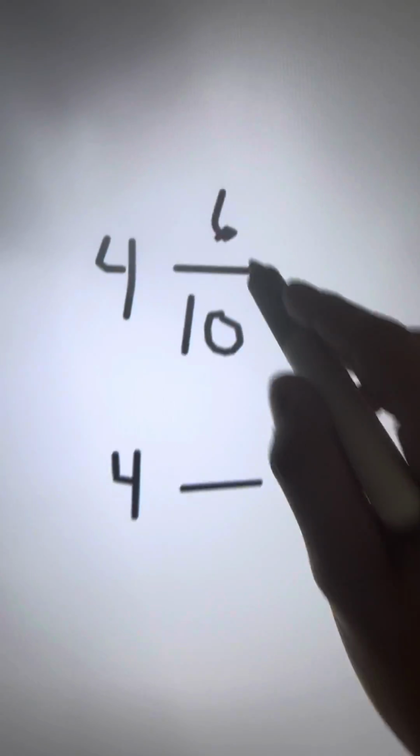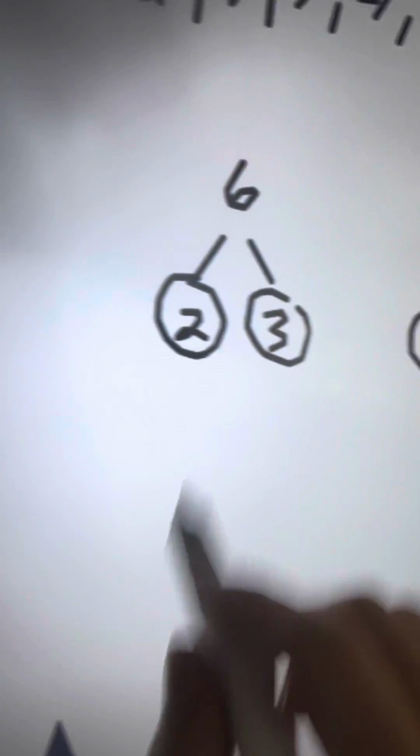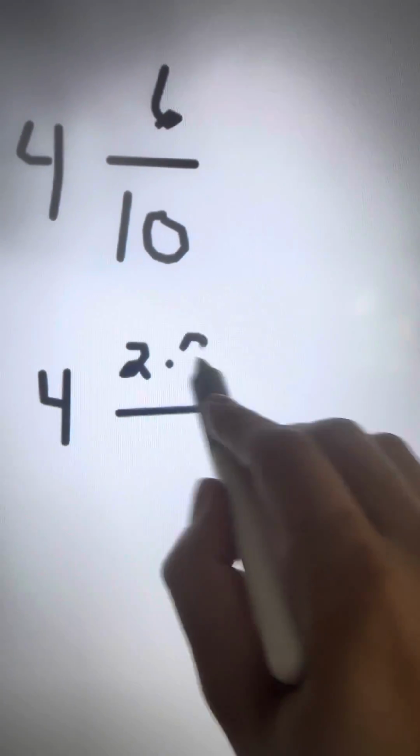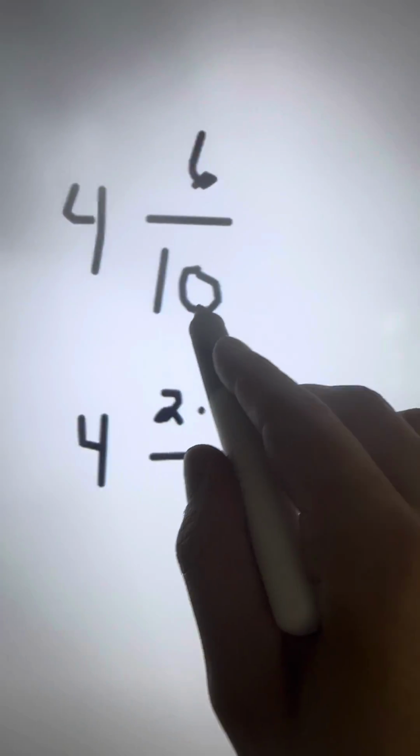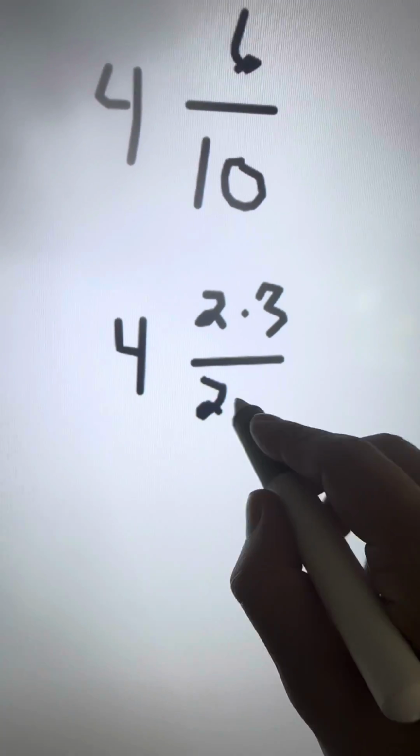So I'm going to go back to this fraction. I'm going to rewrite it. 4, and instead of writing 6, I'm going to write it as the product of those two factors. 6 is the same thing as 2 times 3. And then the 10, I'm going to rewrite as the product of 2 times 5. So this would be 2 times 5.